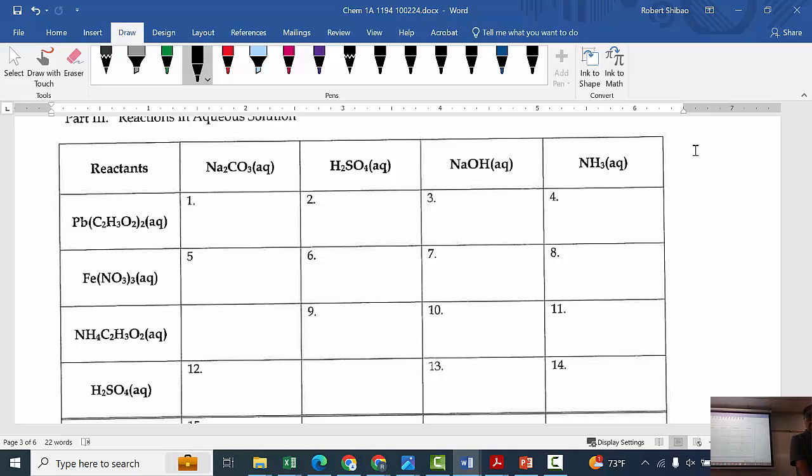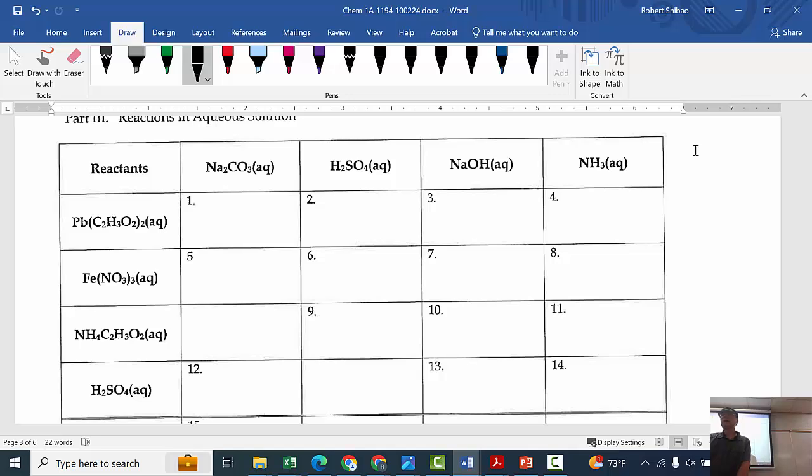All right. Number 8B. Ammonium acetate and sodium carbonate. They have nothing here because there should be no metathesis reaction. If you take ammonium acetate and sodium carbonate, what we expect to form is ammonium carbonate and sodium acetate. Sodium and ammonium salts are all soluble, so there's no precipitate.